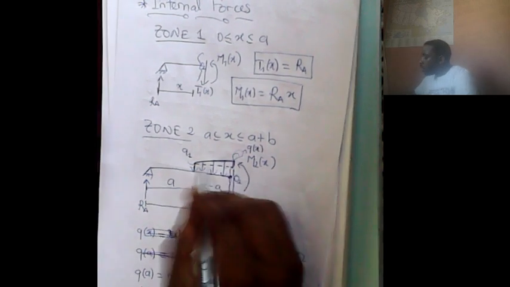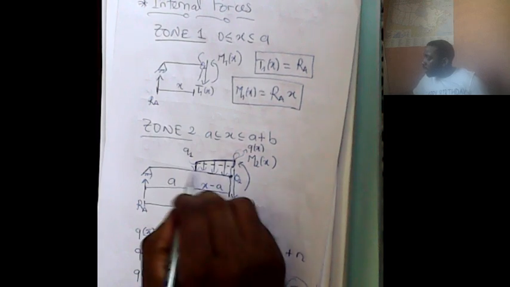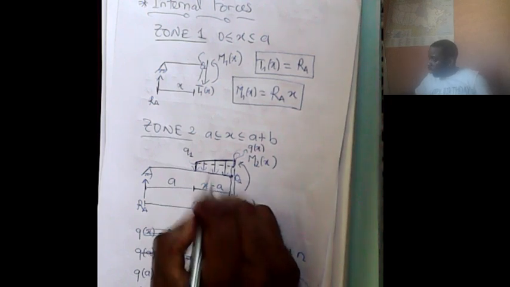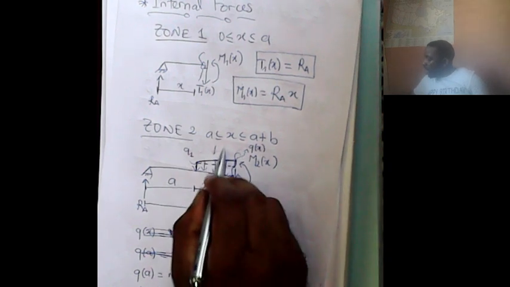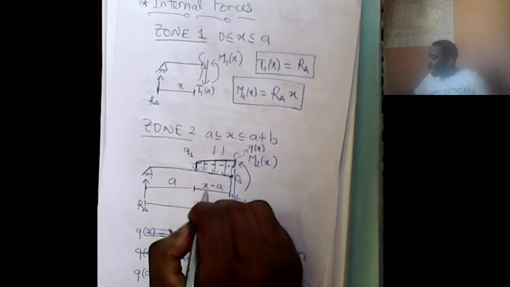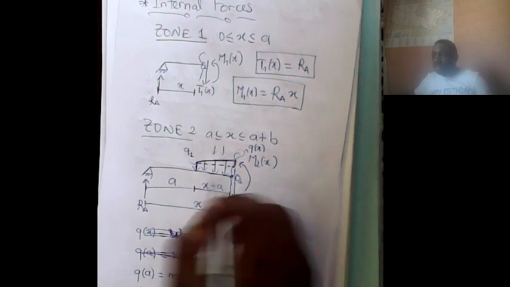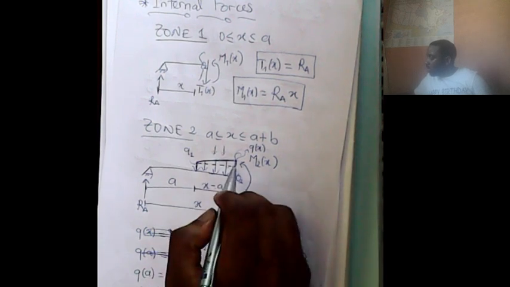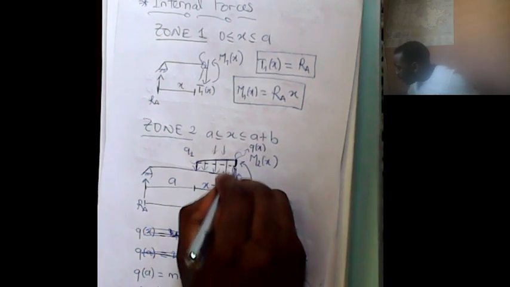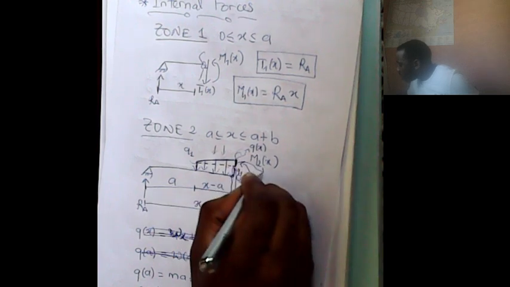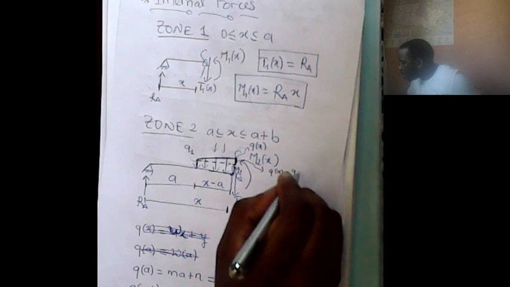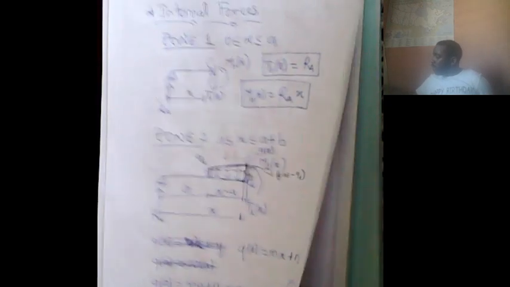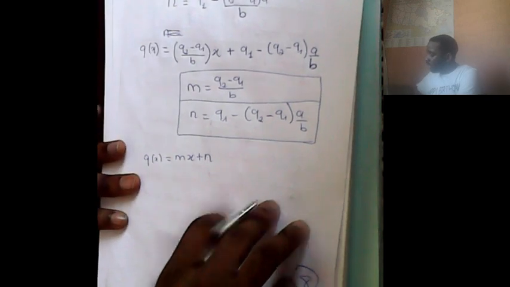The height here is Q1. It means that we have a uniformly distributed load of Q1 downward, applied at the center of gravity of the rectangle, which will be (X minus A) on 2. And then we have another load that comes from the triangle, applied at 2 (X minus A) on 3, you know the deal. The magnitude will be the surface area of the triangle, but the height this time changes: it becomes Q of X minus Q1. We will do half base times height.